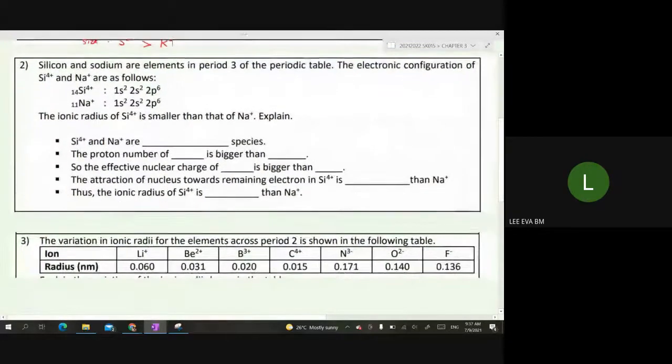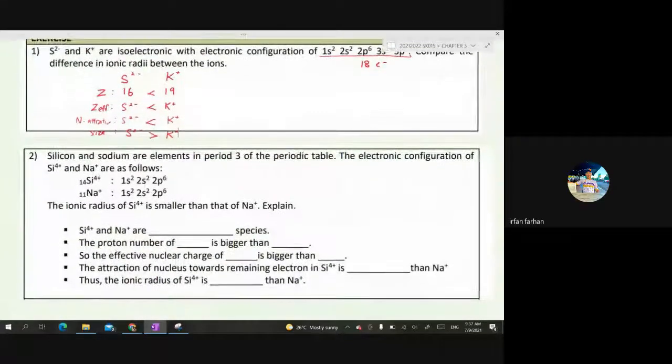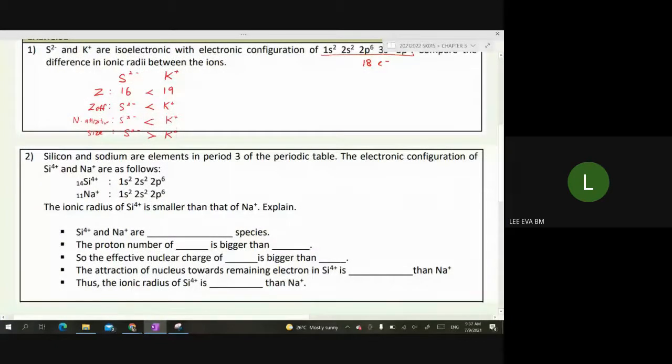Question number 2. Silicon and sodium are period 3 elements. The electronic configurations are the same, but they already give you the comparison in size. The ionic radius of silicon is smaller. So you need to explain why.